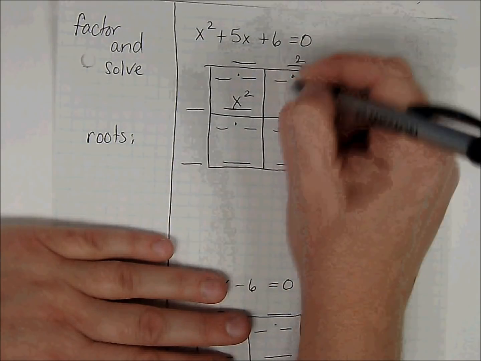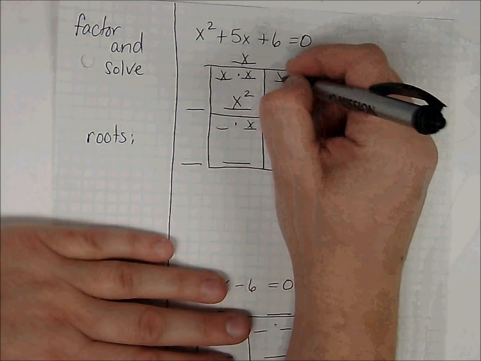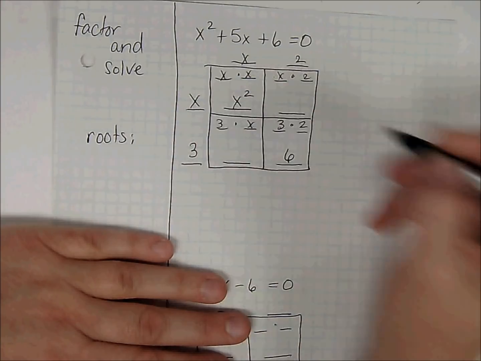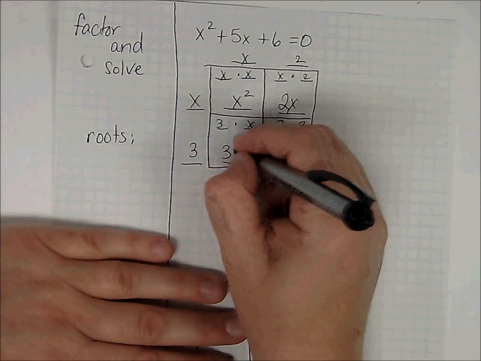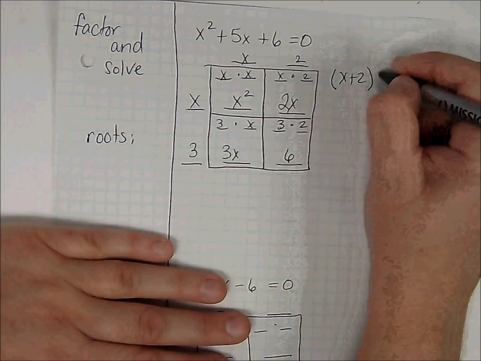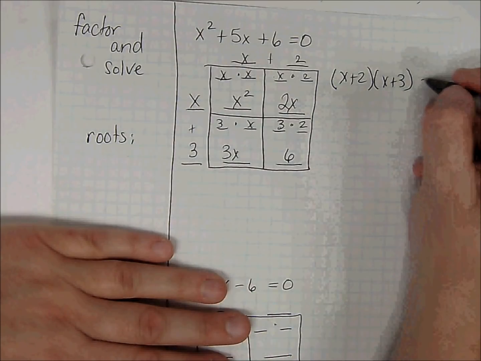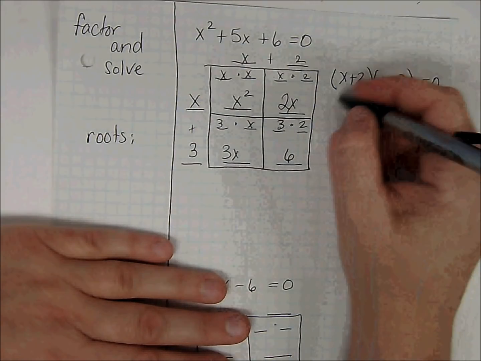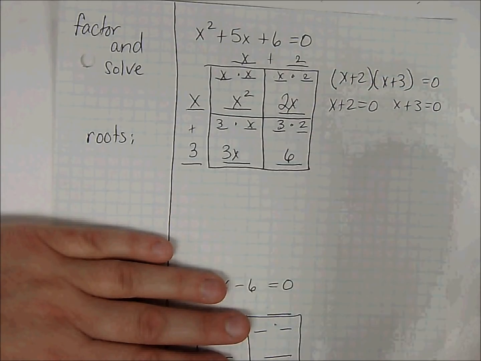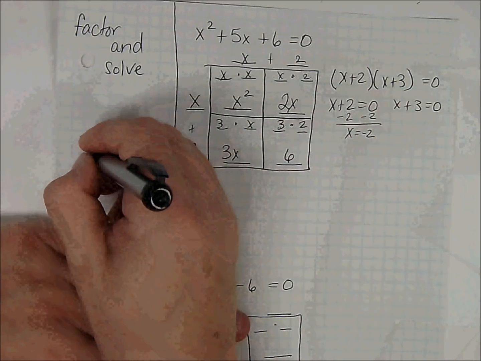So I go, x squared is x times x. I know that. x and x are the same here. 3 and 3 would be the same here. This would be 2x, this would be 3x, and I get my 5. So I end up with x plus 2, x plus 3, remember if there's no sign it's a plus, equals 0. Now we go through the steps of x plus 2 equals 0, x plus 3 equals 0. Subtract the 2, and we get x equals negative 2, so one root is negative 2.